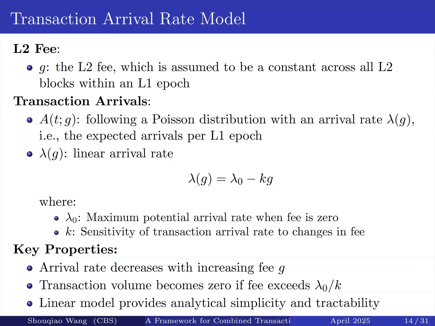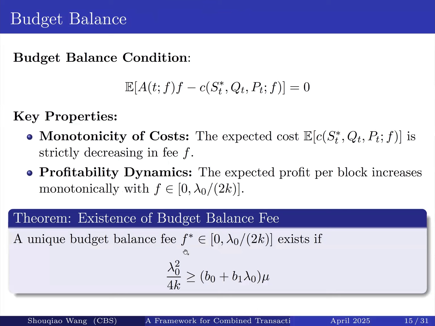Then we discuss our two main objectives, budget balance and congestion control. So budget balance is achieved when the total fees collected match the total operational costs. The property related to the budget balance condition is that the expected cost decreases as fee increases, while the expected L2 fee revenue follows a parabolic curve because we assume the linear arrival rate. Then we can prove that under the following condition, there exists a unique fee F star that achieves budget balance.